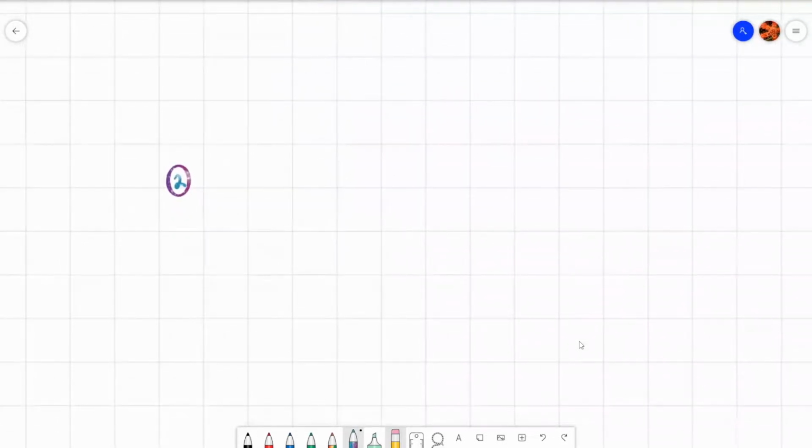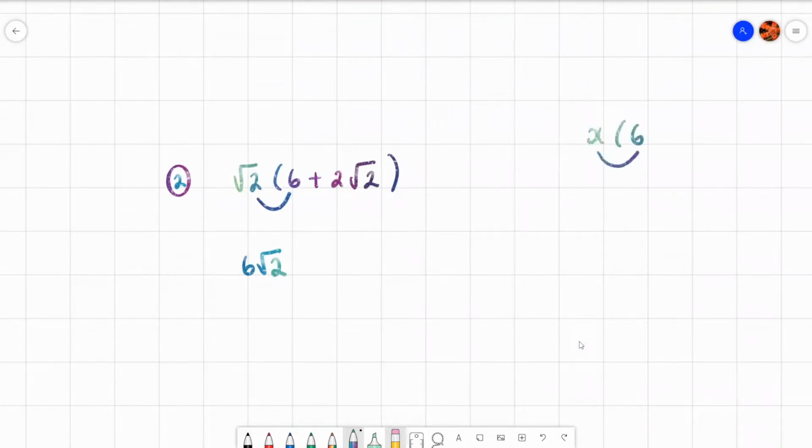Okay, square root of 2 times 6 plus 2 root 2. Okay, so root 2 times 6 is just 6 root 2. It's just like saying x times 6. That would be 6x, wouldn't it? So exactly the same situation here. Root 2 times 6 is 6 root 2. Plus, now this is slightly tricky. We've got root 2 times 2 root 2.